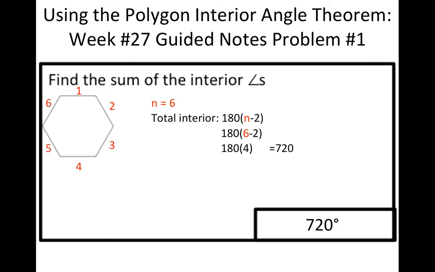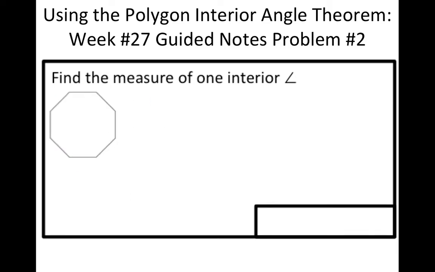Let's do another problem that we now know how to do, which is find the measure of one interior angle. This is a regular polygon, so we know that all the interior angles are equal. The first thing we have to do is find out how many sides it is, and we count them up. 1, 2, 3, 4, 5, 6, 7, 8. 8 sides. So n equals 8. Our formula tells us it's 180 times n minus 2, where n equals 8 now.